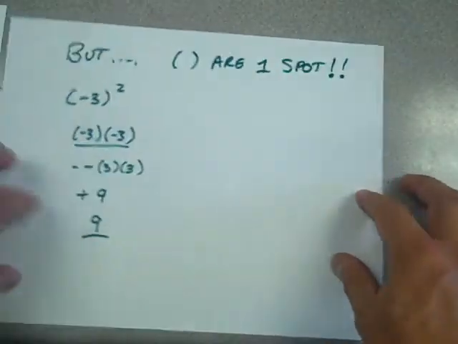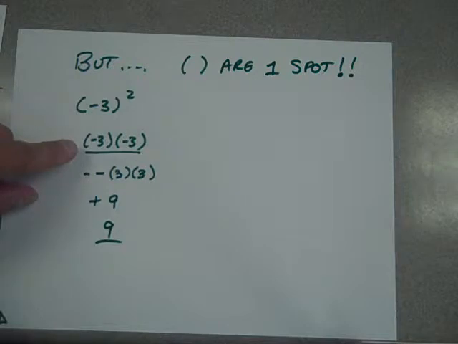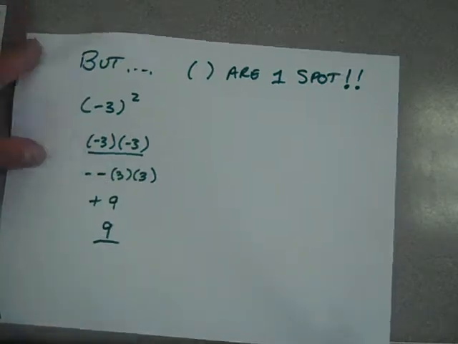But remember, parentheses are one spot. So when I see the quantity negative 3 to the 2nd power, the square actually touches the parentheses, meaning to do the parentheses twice because it's one thing. Now if I do the math here, I get negative times negative, 3 times 3 is 9, so I get a positive 9.